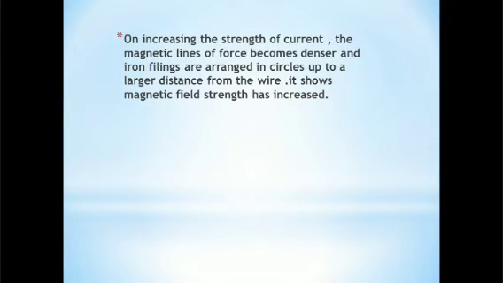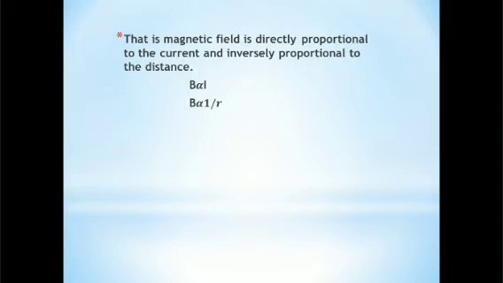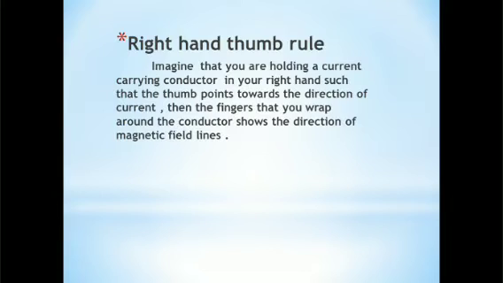On increasing the strength of current, the magnetic lines of force become denser and iron filings are arranged in circles up to a larger distance from the wire. It shows the magnetic field strength has increased. That is, the magnetic field is directly proportional to the current and inversely proportional to the distance. B is proportional to I and inversely proportional to R.